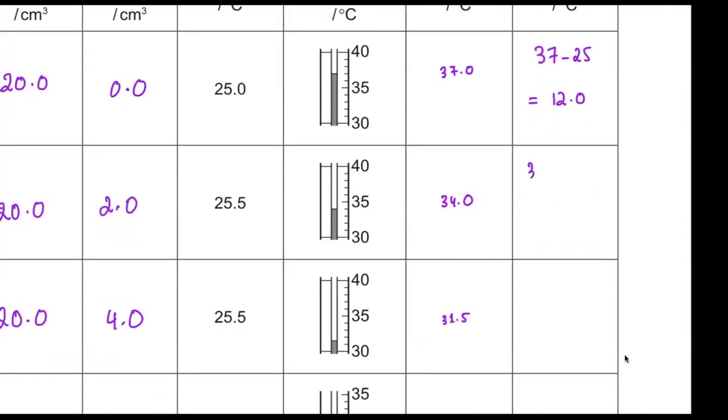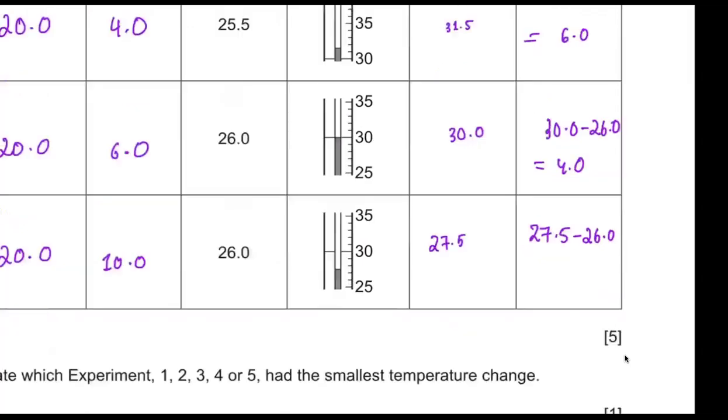34.0 minus 25.5. So was it, yes, 8.5. Then 31.5 minus 25.5 is 6.0. Then 30.0 minus 26.0 is 4.0. Then 27.5 minus 26.0 is 1.5 degrees. Yeah, the internet is a problem.